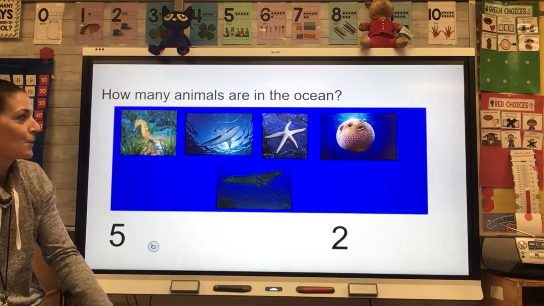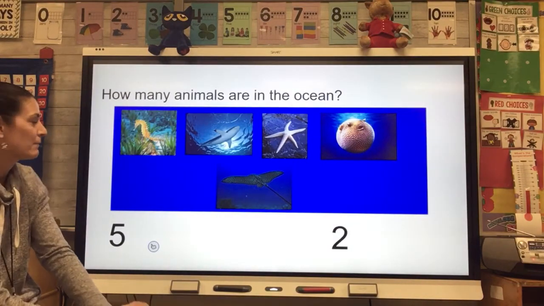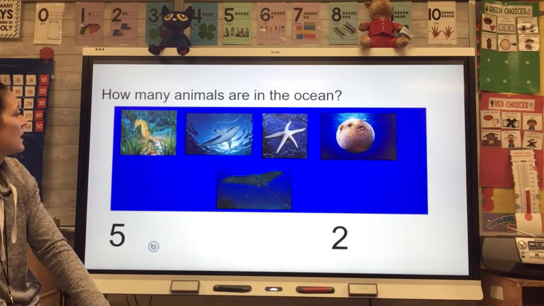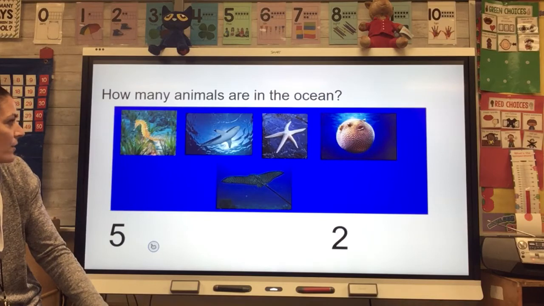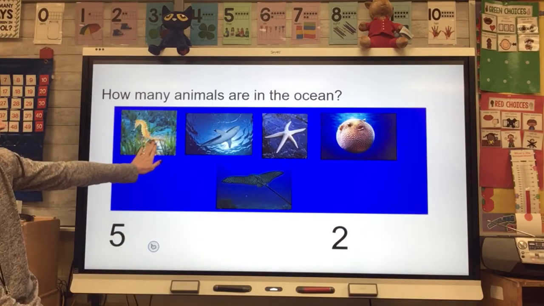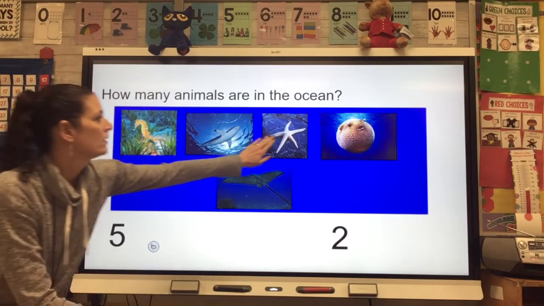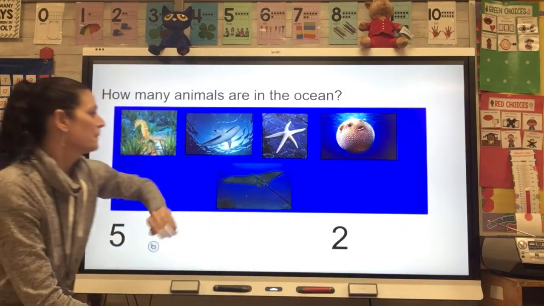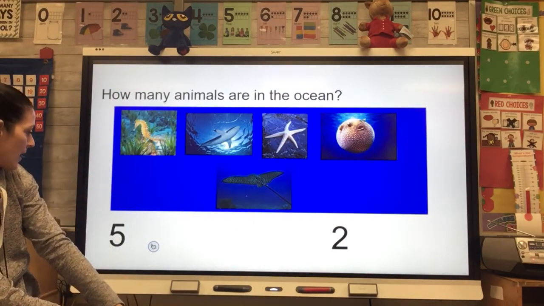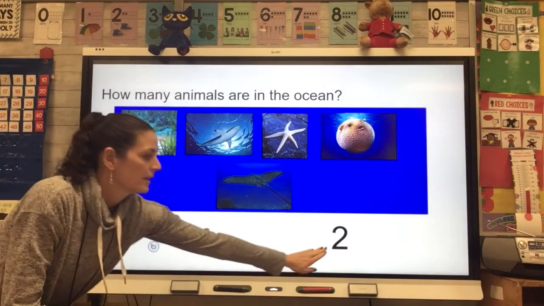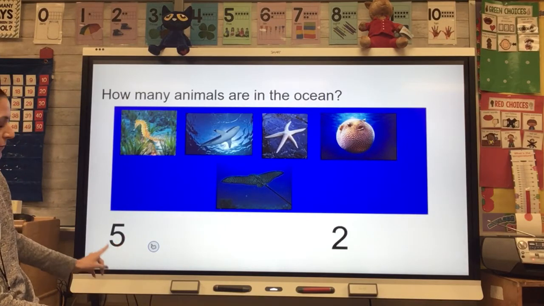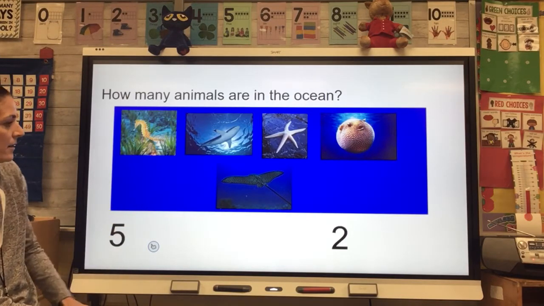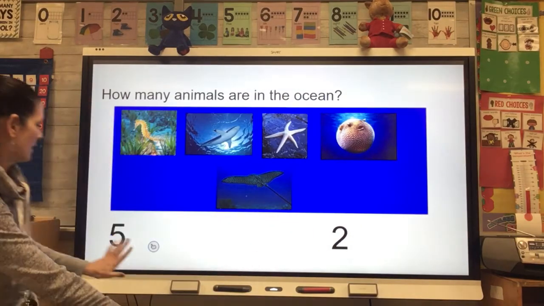Okay. Ooh, we're looking at the ocean, which is perfect for our fishy book that we read this week, with the itchy eye. How many animals are in the ocean? There's a lot more here. Let's count them. 1, 2, 3, 4, 5. The stingray. Which number is 5? This one's a little trickier. I hope you picked this one. Mr. 5 has that hat on his head. This one's the number 2. And this is the big 5.